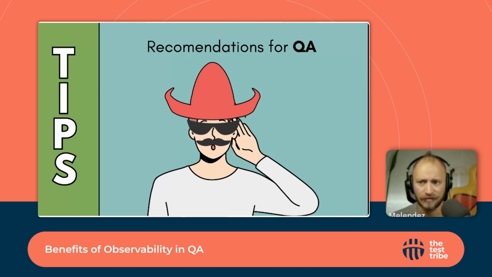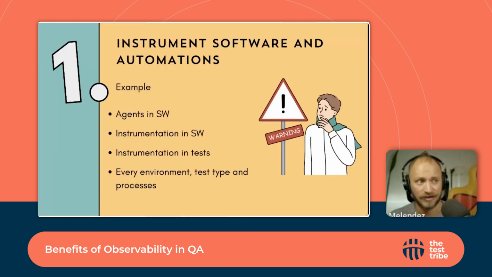So let's go to some tips and recommendations for QA that I give you so that you can embrace and take advantage of observability in your QA efforts. First, instrument your software. The Java application, Python application, Golang, whatever you are creating the application in, instrument it, enable telemetry, store the results, store the situations through agents in the software, through instrumentation.